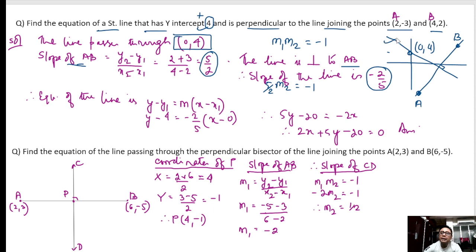So the slope of my line is minus 2 by 5 and it passes through the coordinate (0, 4). So y minus y1 is m into x minus x1. Your y1 is 4. Your slope is minus 2 by 5. Your x1 is 0. Solving it, we get this is the equation of the straight line. Clear?